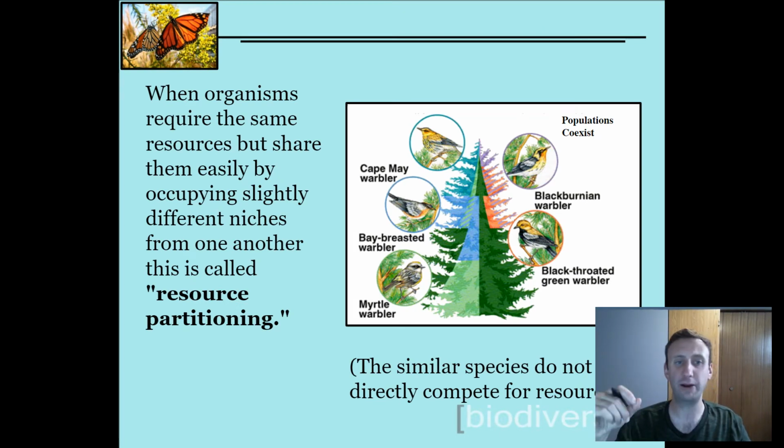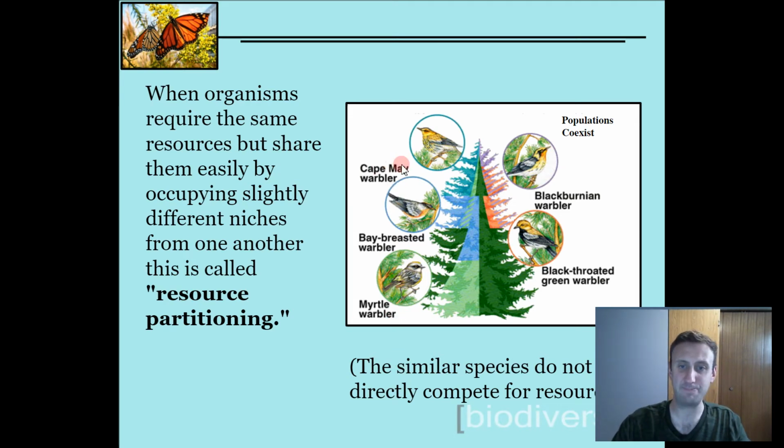When organisms require the same resources but share them easily by occupying slightly different niches from one another, this is called resource partitioning. So another term here, and again, this all has to do with minimizing competition. If I take a look at these warblers, what's neat about them in the diagram that you see is that they separate slightly different niches by living on different parts of the tree.